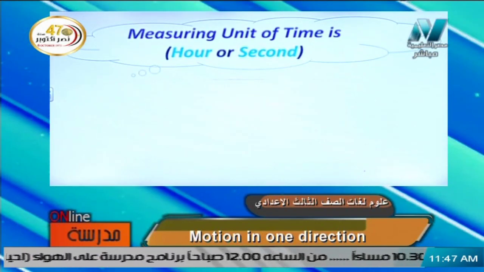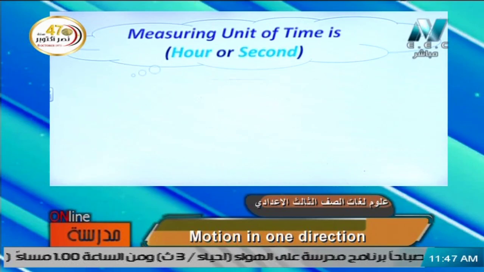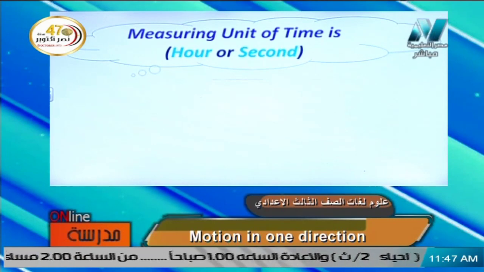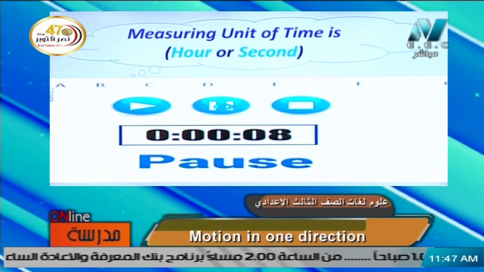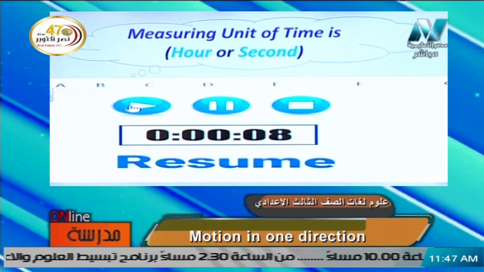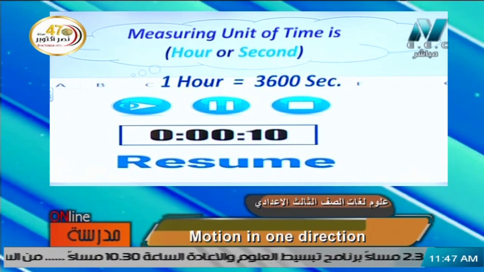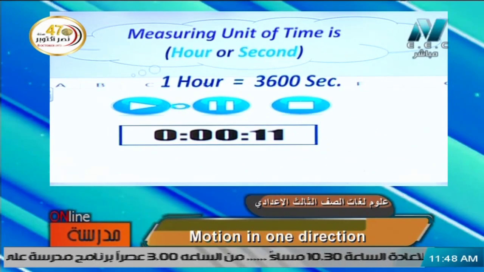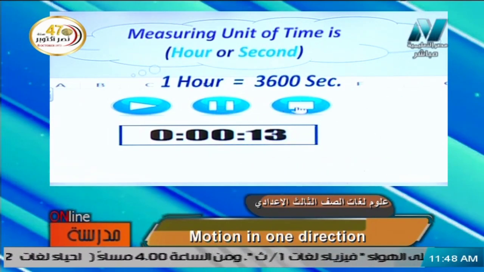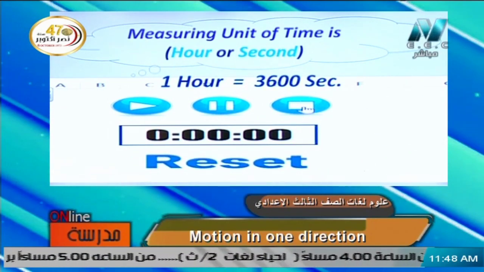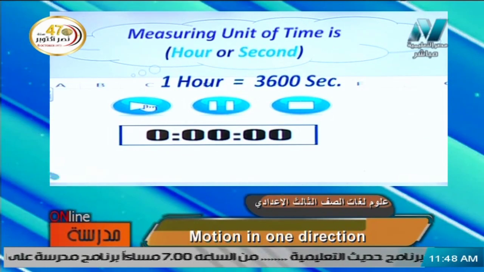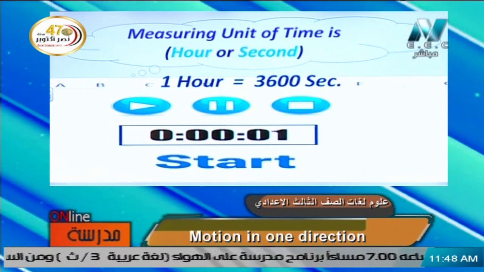The measuring unit of time: we have two measuring units, hour or second, not minutes. In our syllabus, we will use hour or second. So we know 1 hour equals 3600 seconds. Why? Because each hour contains 60 minutes and each minute contains 60 seconds. So we have 60 times 60 equals 3600 as the measuring unit of time.